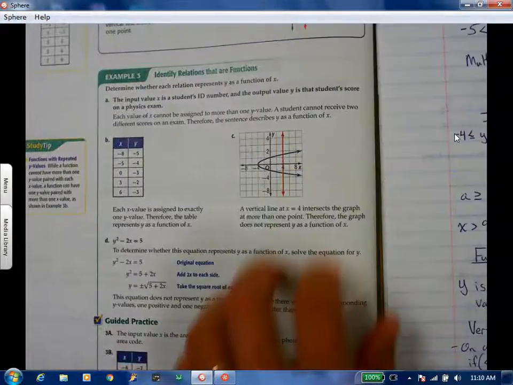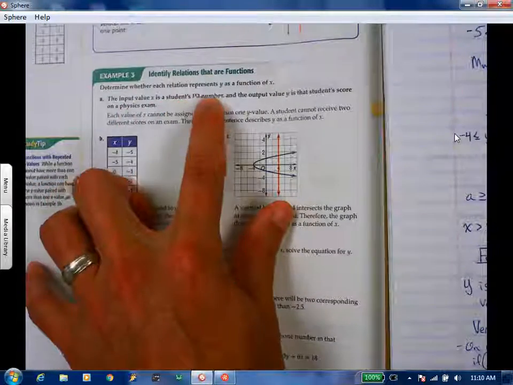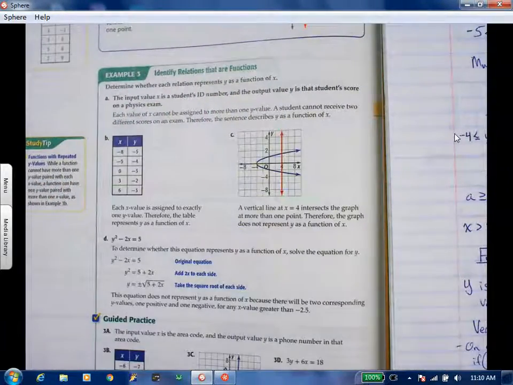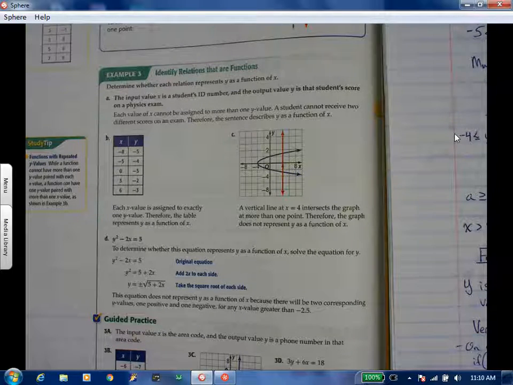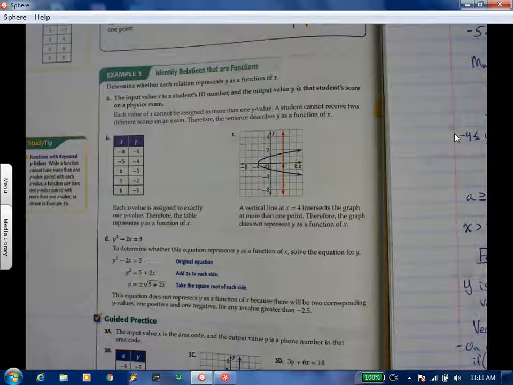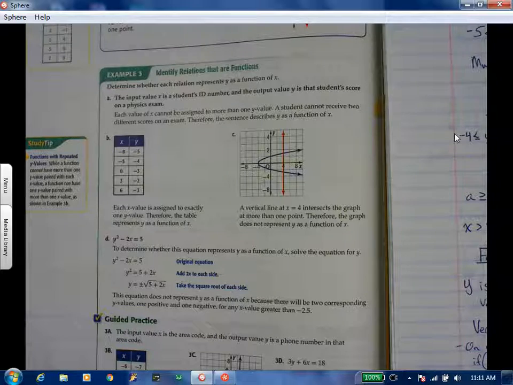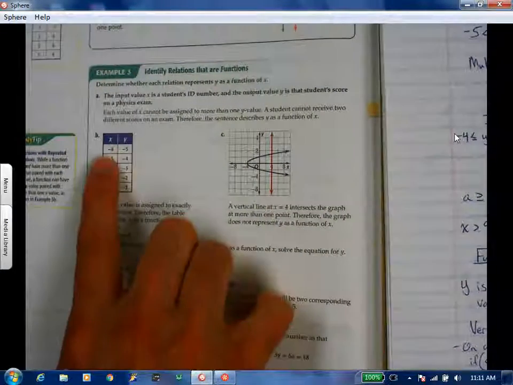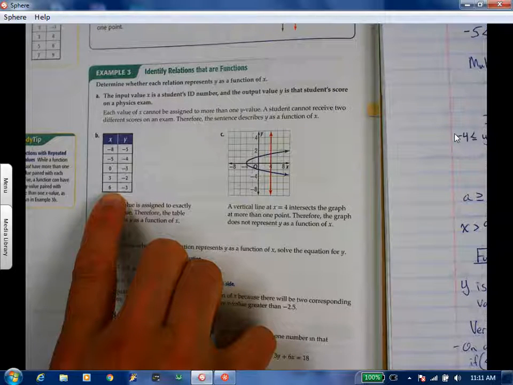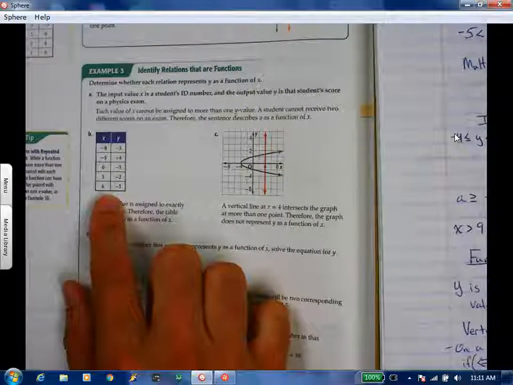So when they say the input value x is a student's ID number, the output value y is the student's score on a specific physics exam. So if you plug in a student's ID number, will you get 2 scores back? No. So is that a function between the two? Yeah, because you have one y value, you have one answer. Okay. So that one is good. Here, is this a function? No. Why not?